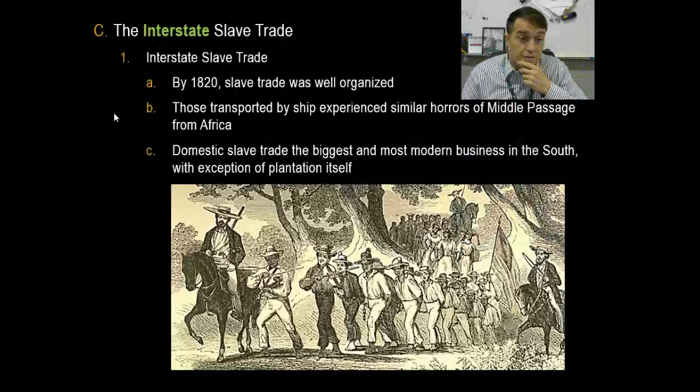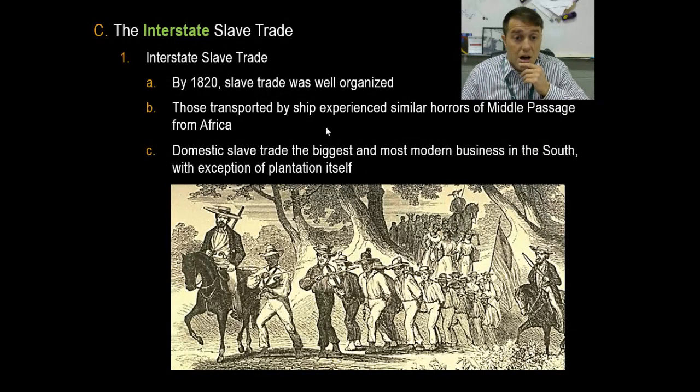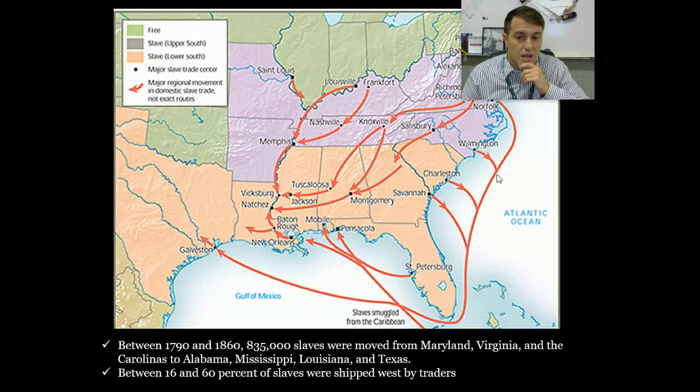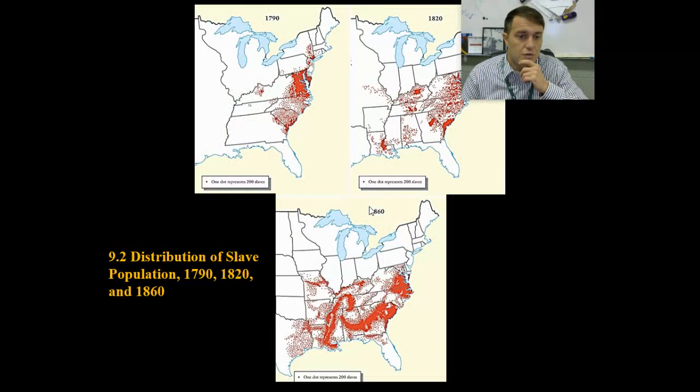Okay, interstate slave trade. We've already talked a great deal about this, guys, but it's very similar to the Middle Passage. It's similarly going to be horrific as we go east to west. We're going to see this largely around the seaboard, around Florida, and then around the Mississippi River, that we're going to see this concentration of slaves moving west.